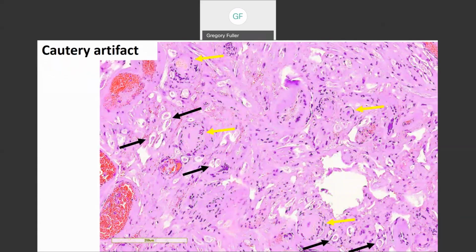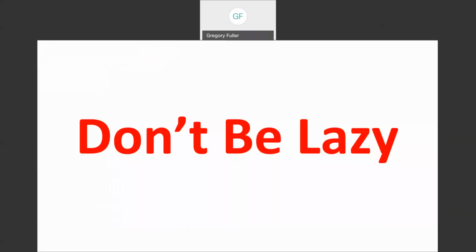And cautery artifact is what made this case so much fun. Maybe that's the best attitude, rather than saying, oh no, here's another crushed, distorted specimen. How about viewing it as a challenge? How much information can you extract from it? Okay, that's a good attitude.